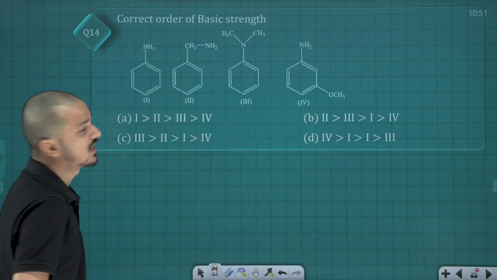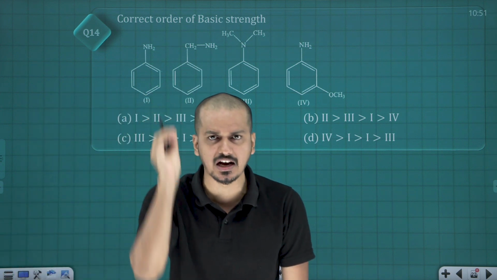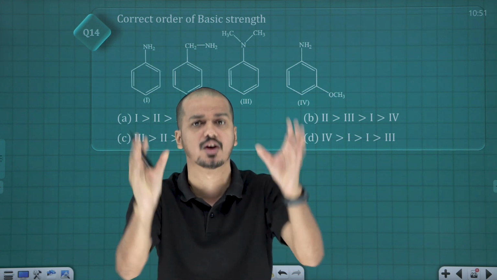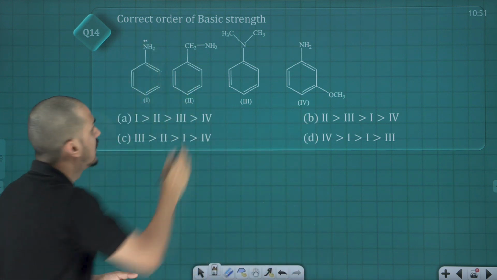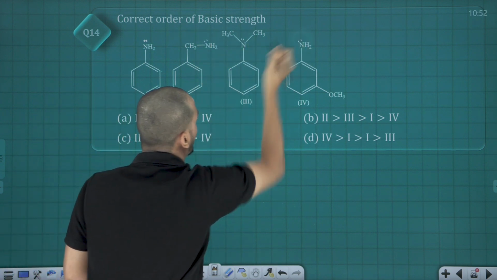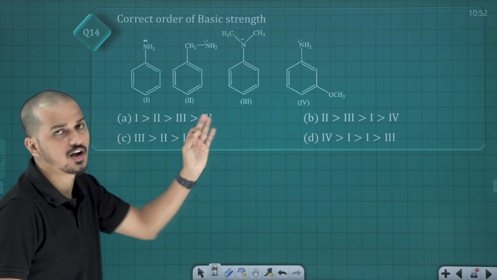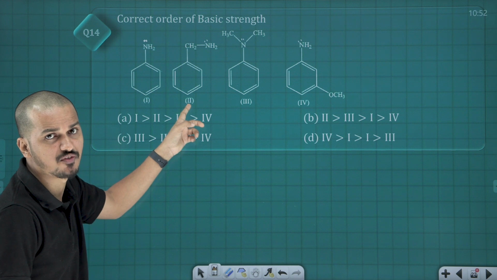Question number 14. Correct order of basic strength. In the case of amines, we know that the basic strength is mainly because of what? The nitrogen containing lone pair. Everywhere, see, this is aniline. Here lone pair is there, here lone pair is there, here lone pair is there, here also lone pair is there. In which case can they donate the lone pair very easily? Aliphatic amine. Which is the aliphatic amine? Second one is the aliphatic amine.